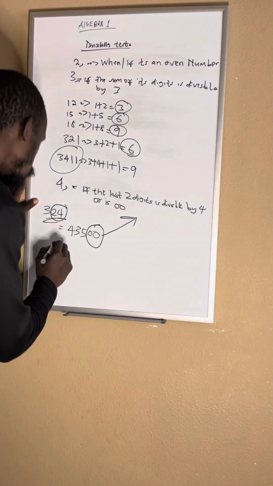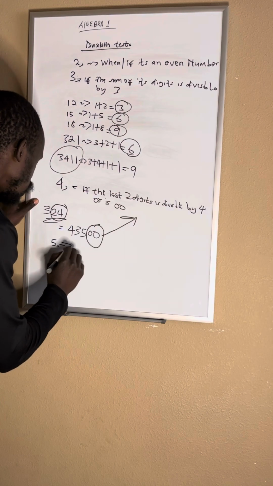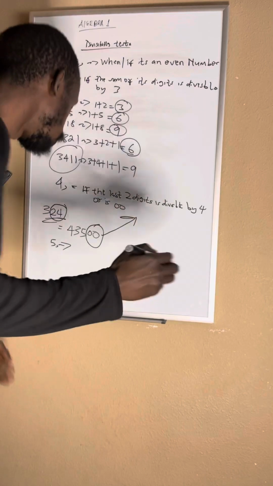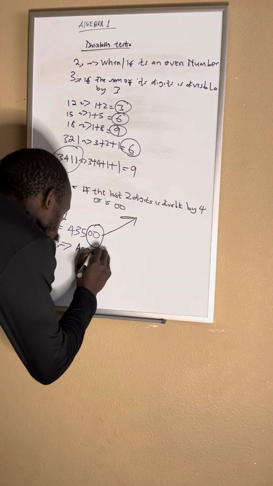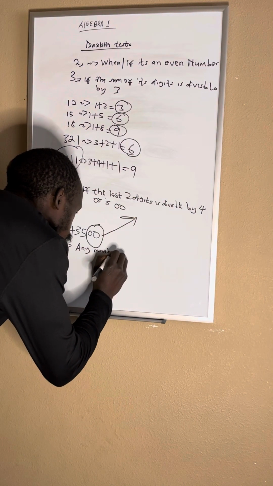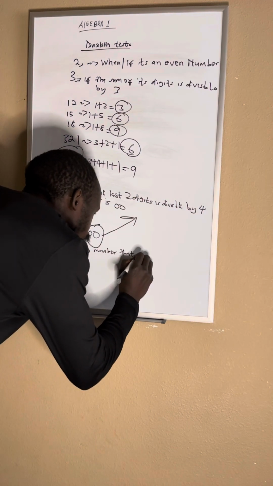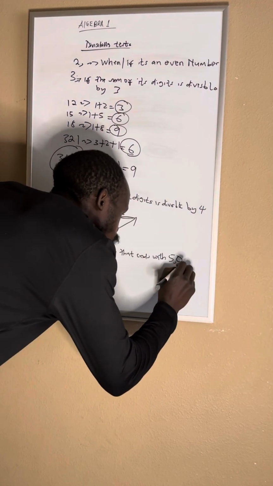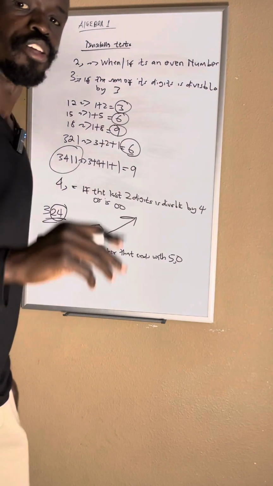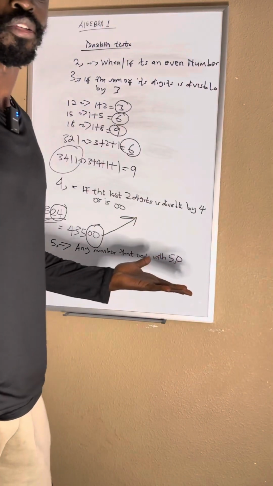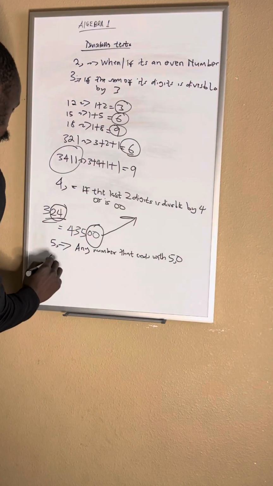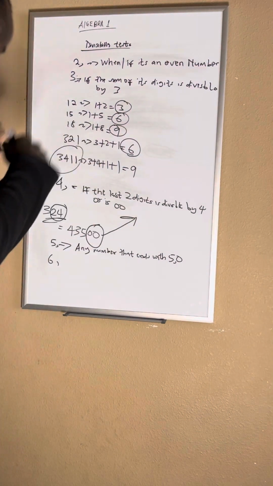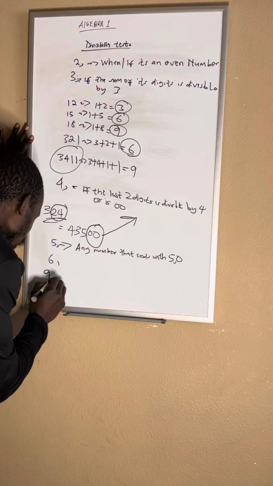Let's move to the next number. Divisibility test of 5. Any number that ends with 5 or 0 is divisible by 5. Let's move to our next number, 6. The divisibility test of 6. Let's move to the next number, 9.